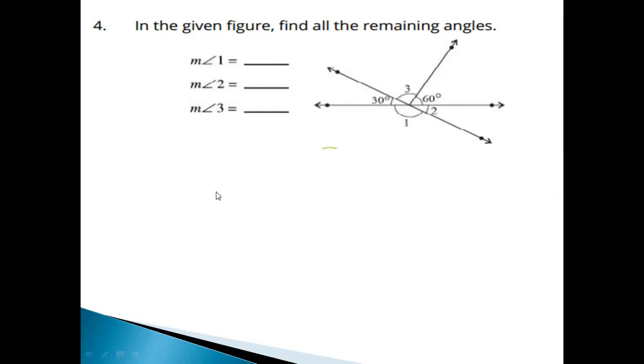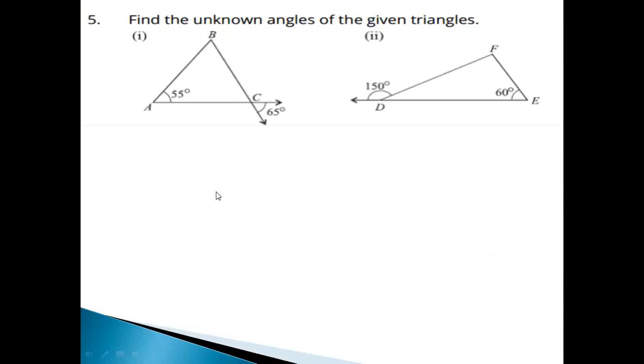Now come to the next question. Question number 5. It has two parts. One part I'll solve and the other part you will do. Look, this 65 and this angle C inside the triangle, both will be equal. Why? Because they are vertically opposite. So if this is 65, angle C will also be 65.